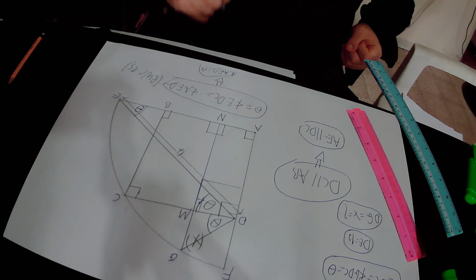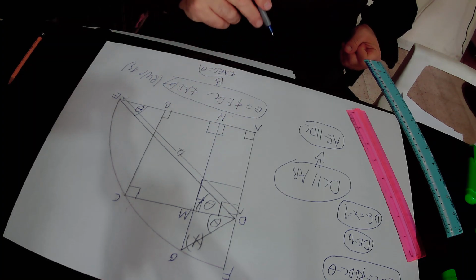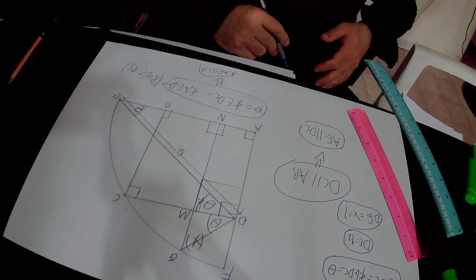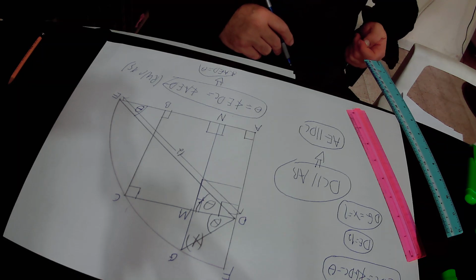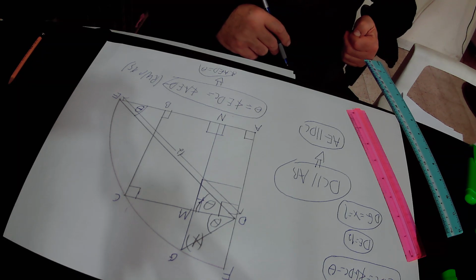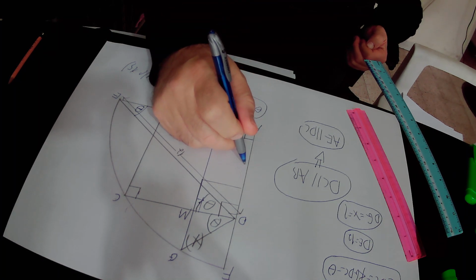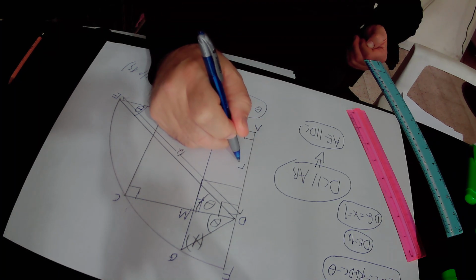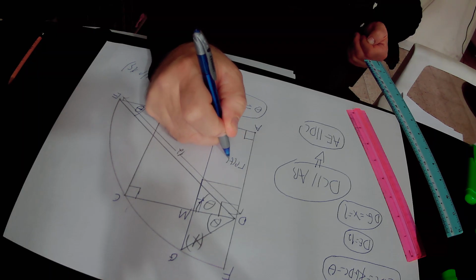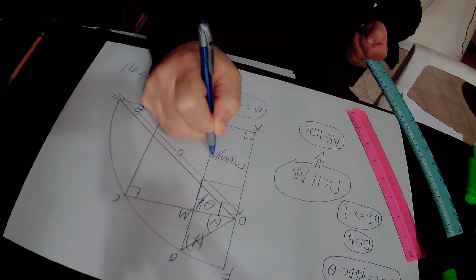So inside quadrilateral DMNA we have 4 right angles, and any quadrilateral that has 4 right angles must be at least a rectangle if not a square. So we relate to this quadrilateral DMNA as a rectangle. So write it down. Quadrilateral DMNA is a rectangle. Why? Because it has 4 right angles.